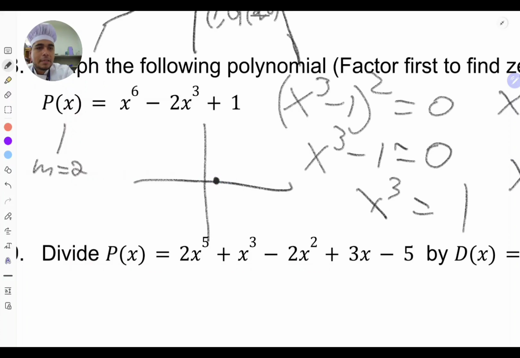Our m value is at 2. Sorry, got interrupted. Okay, so our m value is at 2, which means, well, now we have to graph. The degree is 6, which means that it should look like a quadratic. The a value is positive, which means that it looks like a positive quadratic. And now we know that our m value, our 0 is at 2.